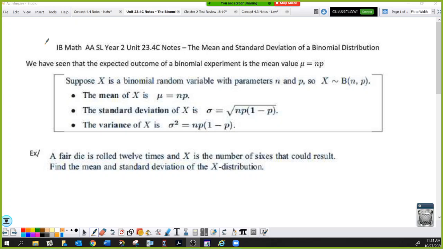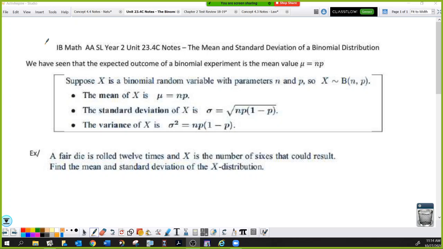So we have seen, and technically yesterday, we have seen that the expected outcome of a binomial experiment is the mean value mu, which is just np. Well, suppose capital X is a binomial random variable with parameters n and p, so that X is distributed binomially with n trials and probability of success p. That's what that weird X squiggle B thing is. The mean of X is np. Yeah, we did that yesterday.